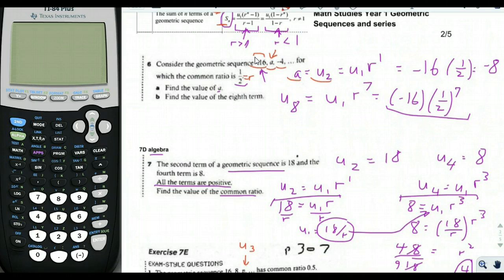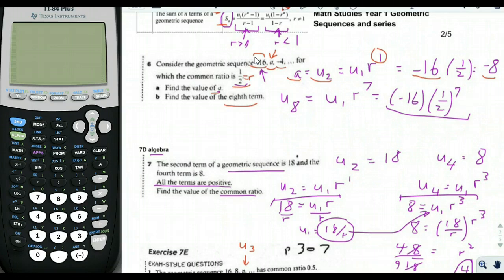And U2, of course, using the term formula, is equal to U1 times R to the 1. Why to the 1? Because n minus 1, 2 minus 1 is 1. Okay? And now we do know that -16 is U1, so we just put -16 in there. We multiply by 1/2, which is our value of R. And then we get -8. So the answer to A, which is asking for the value of A, is -8.